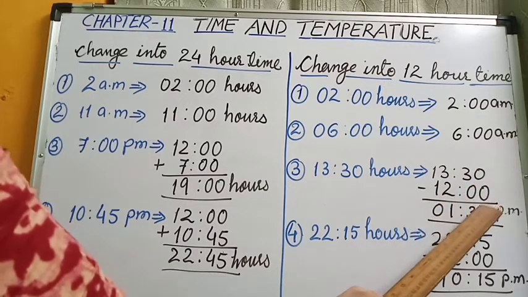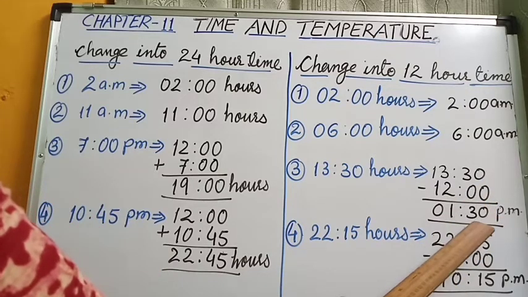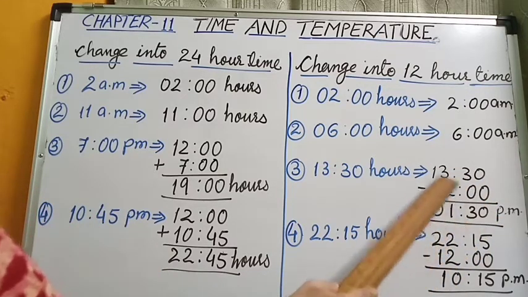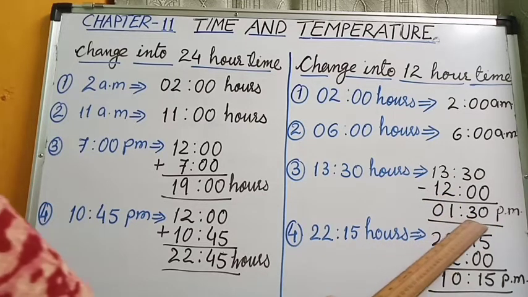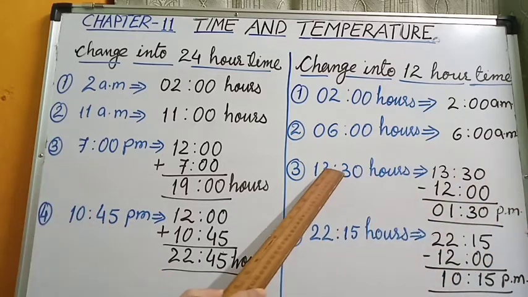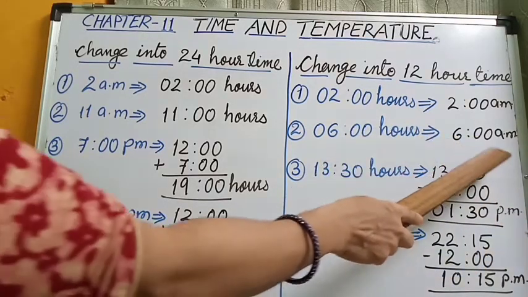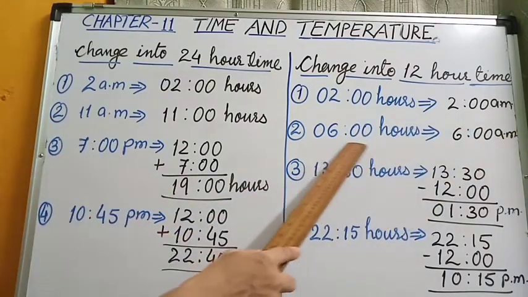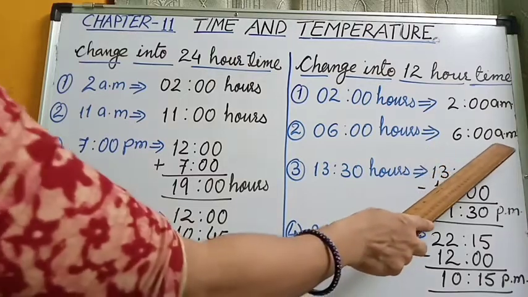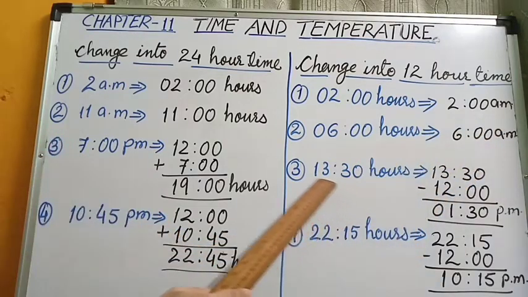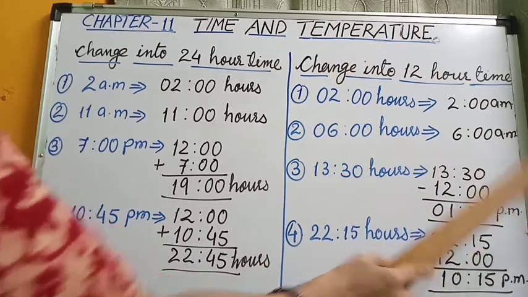So 0 minus 0 is 0, 3 minus 0 is 3, 3 minus 2 is 1, 1 minus 1 is 0. So 1:30 we are getting, and we can write PM because it is 13:30 hours. Here we have written AM because the time has not crossed 12. But here we can see the time has crossed 12, so we have to write PM.